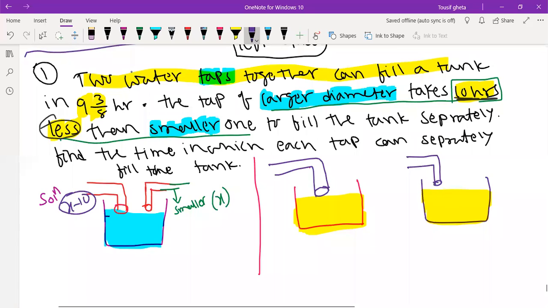This pipe will take x hours. This pipe will take x minus 10 hours. Just imagine, this pipe will take 20 hours to fill the tank. How many hours will this big pipe take to fill the tank?